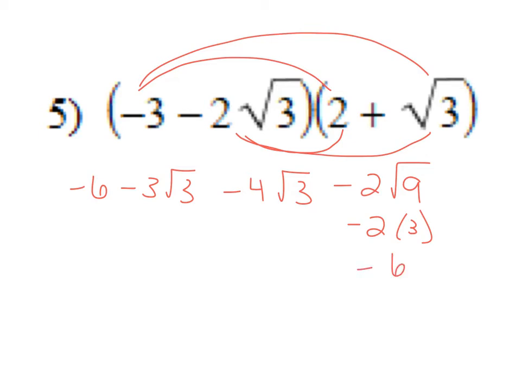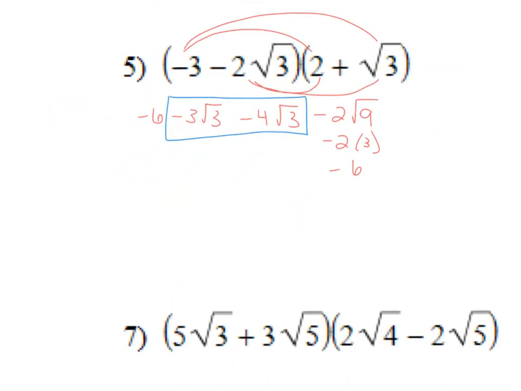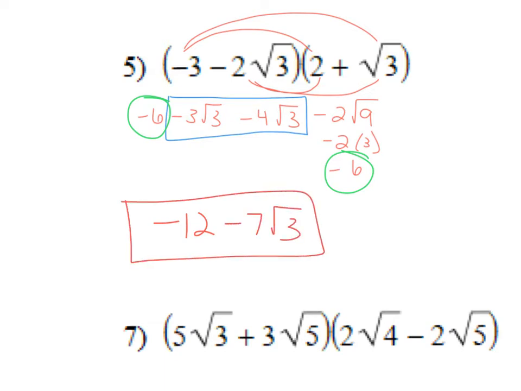Now, in the middle here, I can go ahead and combine my like square roots. Since they're both square roots of 3, I can put those together. And I guess I could also be putting these together as well, the negative 6 and negative 6. So I'll have negative 12, and then when I combine the square roots of 3, negative 3 and negative 4 is negative 7 root 3. And that's going to be my answer there.